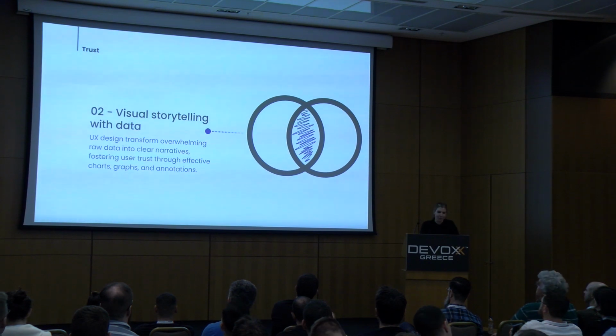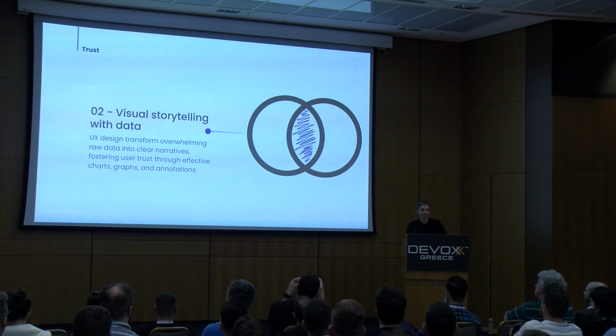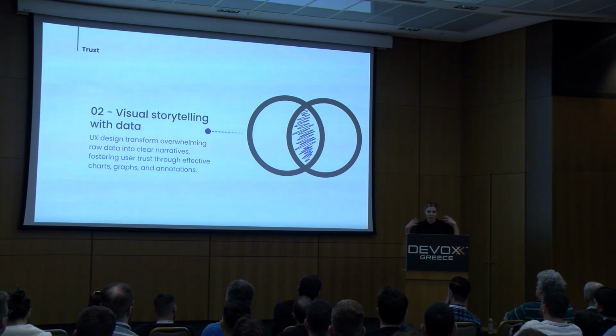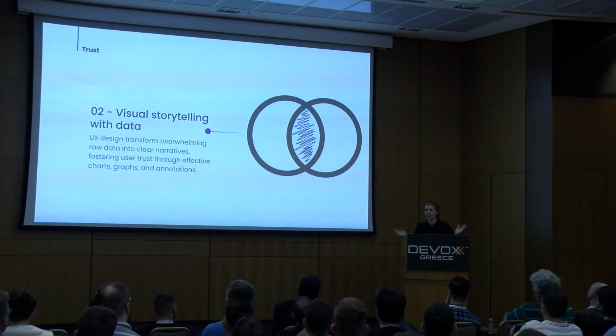Another area that builds trust is the visual storytelling with data. Raw data can be very overwhelming, so user experience design transforms this into a clear narrative. Some examples that you might have seen are using a clear visualization, like a chart that you understand, a graph that makes sense. You have contextual annotations. Complex information becomes more understandable.